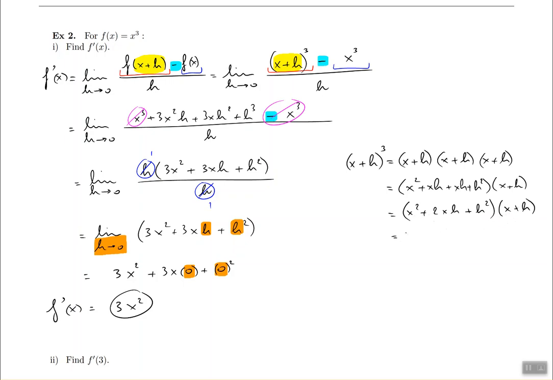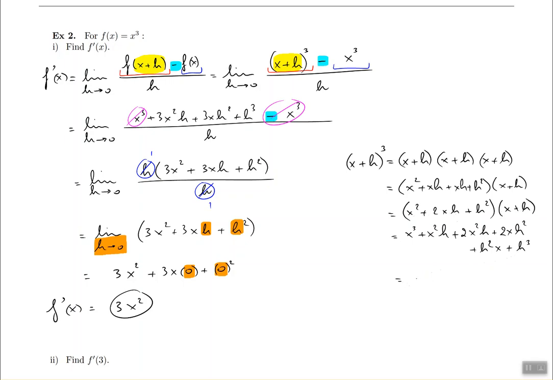So x squared times x is going to be x cubed. Then x squared times h is going to be x squared h. Then you multiply 2xh with x, you get 2x squared h. Then you multiply the 2xh with the h, and you get 2xh squared. Then h squared times x is going to be h squared x. And then finally, h squared times h is going to be h to the power of 3.